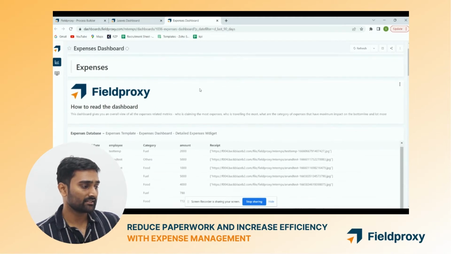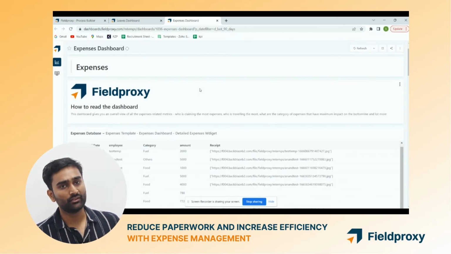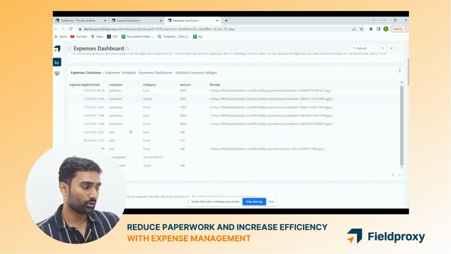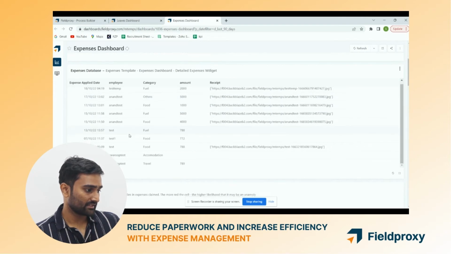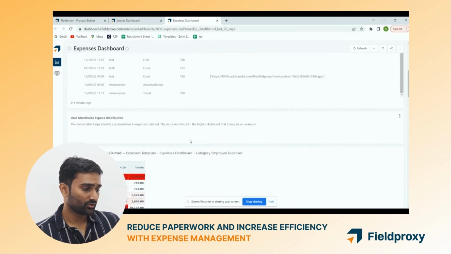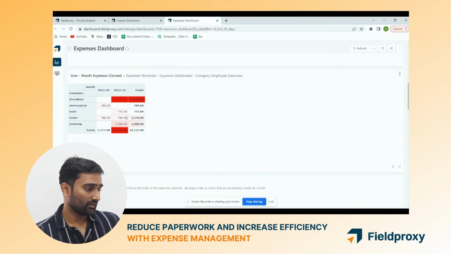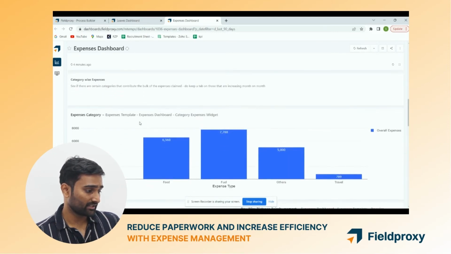It can be viewed from a user perspective or for the overall team. Now I'm looking at the overall team perspective. For example, here you can see whoever has spent an amount and what they have spent it on. What are the users there? For example, Anand, this test, and Swaroop. All of these users are there, and you can see how much they have spent in total, day by day, in the last 2 days, and overall how much the amount is.